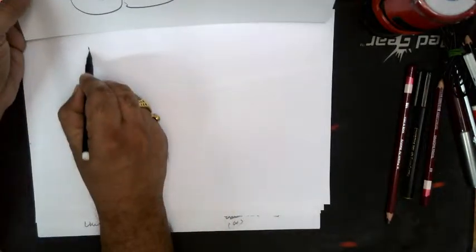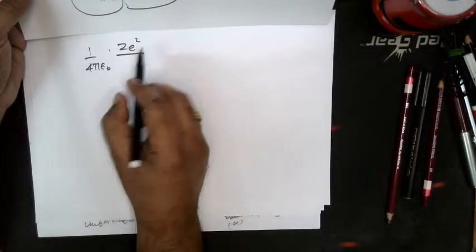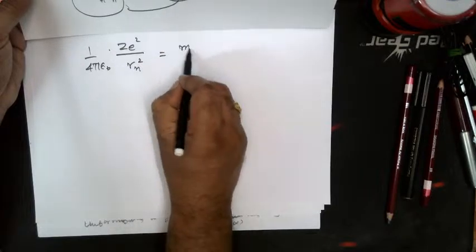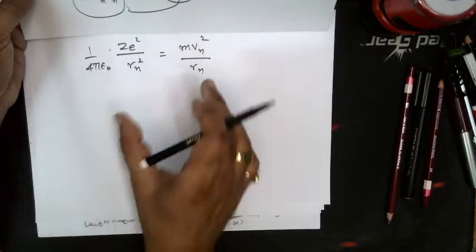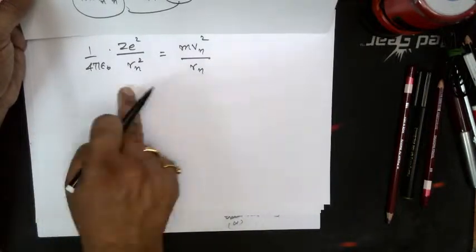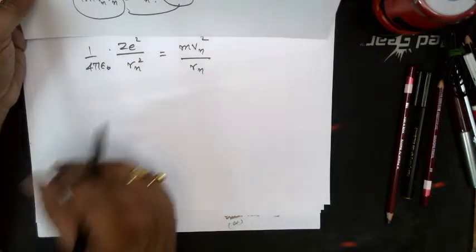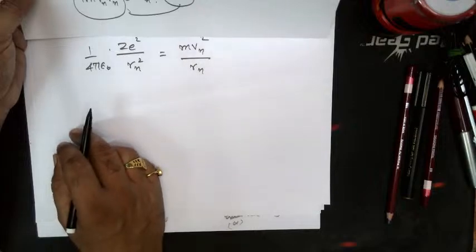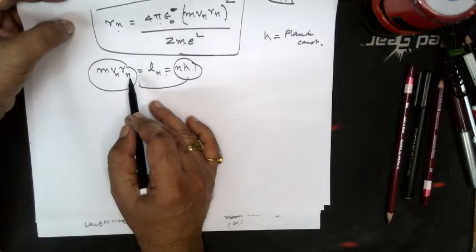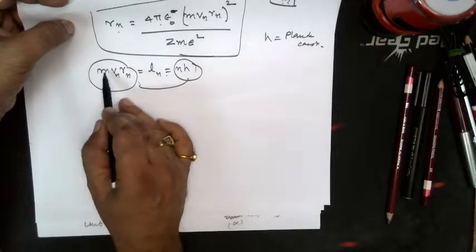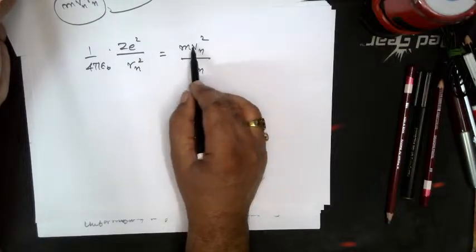So 1 by 4 pi epsilon naught into Z e squared divided by rn squared is equal to m vn squared divided by rn. Just by looking at this equation, we will have the tendency to remove this rn, but that is not our objective. It should be included. At the same time, it should be interpreted in terms of nh. We know nh is equal to m vn rn. So we want to have this term. How can you get this term? By multiplying by m, because we can put the whole square, is it not?